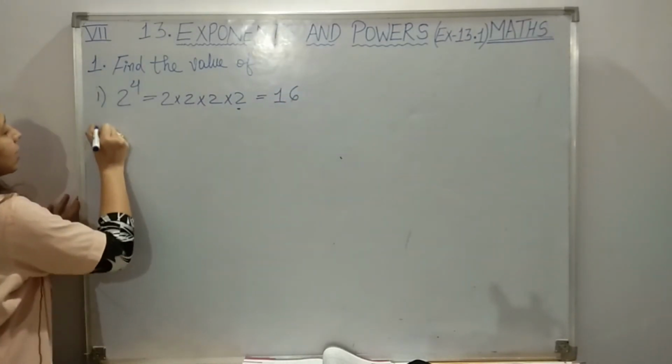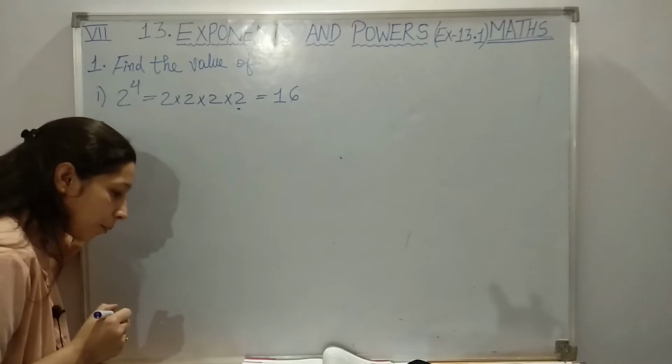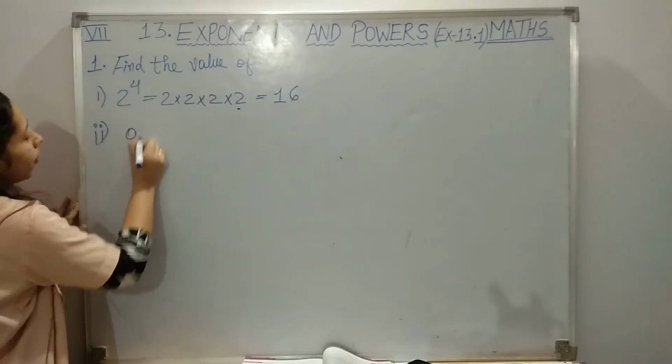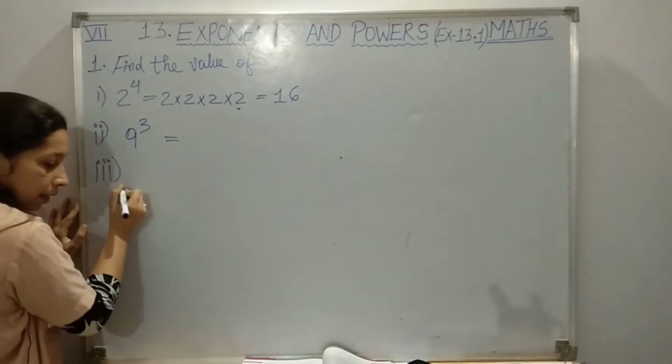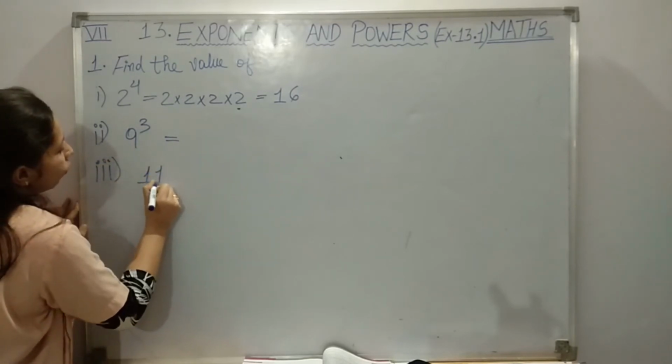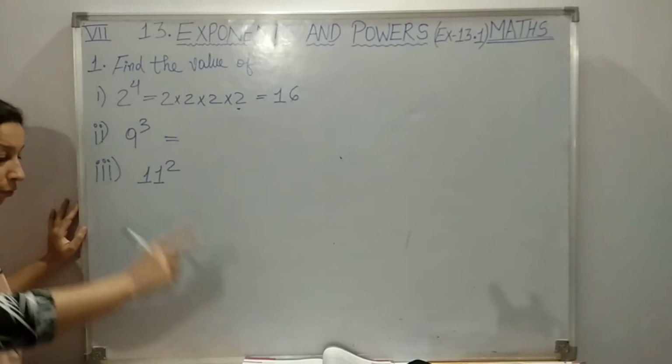Let us see the second point. Second point is 9 raised to the power 3. Let me write the question first. Third point is 11 square. We have already seen this in the example. And the fourth point is also there.